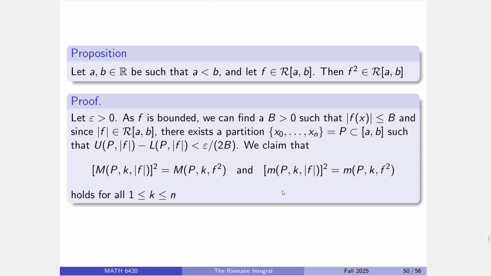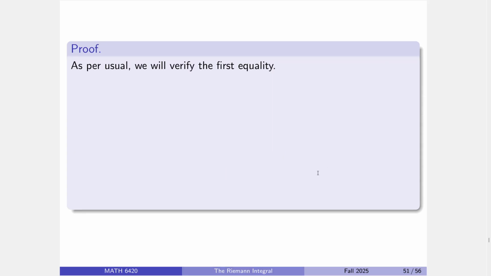My claim is that the sup of the absolute value squared will line up with the sup of f squared. Likewise, the inf squared will be the inf of f squared. Okay. And as per usual here, I'm only going to take care of the first equality.